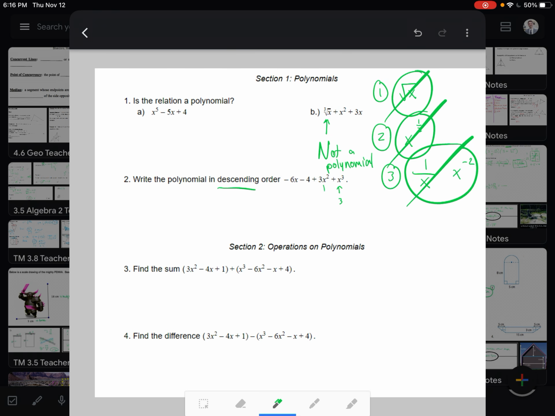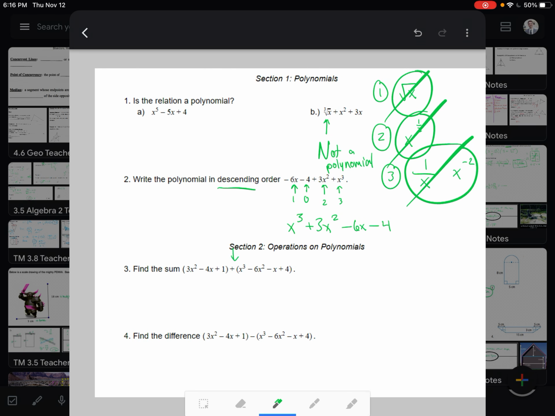Secondly, in order of degree. So we want to put these things in order of the degree of the variable. This one has x to the third, so that's third degree. x to the second is second degree. There are no variables with 4, so it is to the 0 degree. And our first one has a single x, so that's to the first degree. So putting this in order: x cubed, 3x squared, minus 6x, minus 4.